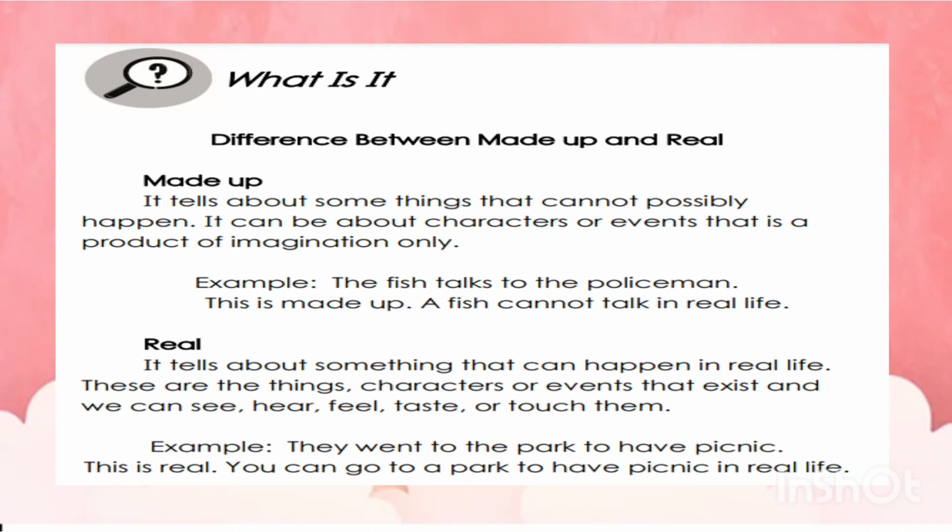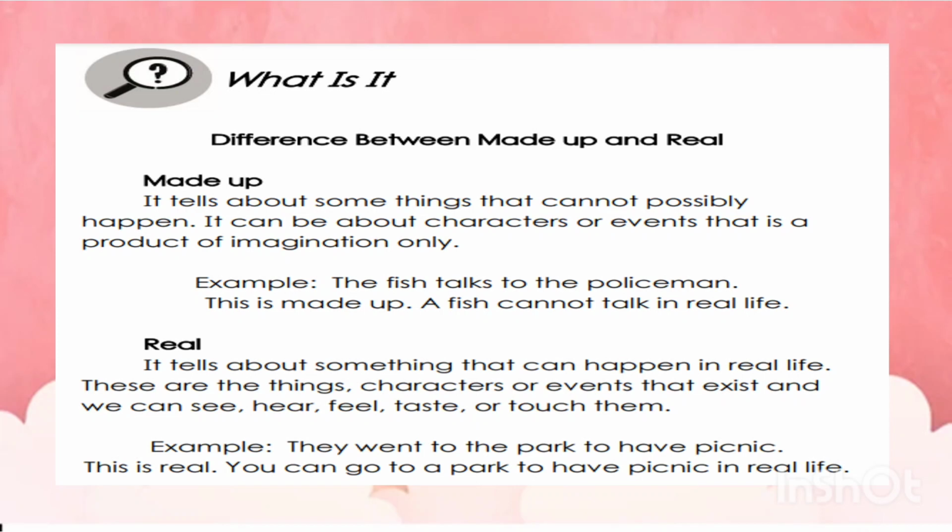What is it? Difference between made up and real. Made up, it tells about some things that cannot possibly happen. It can be about characters or events that is a product of imagination only. Example, The fish talks to the policeman. This is made up. A fish cannot talk in real life.